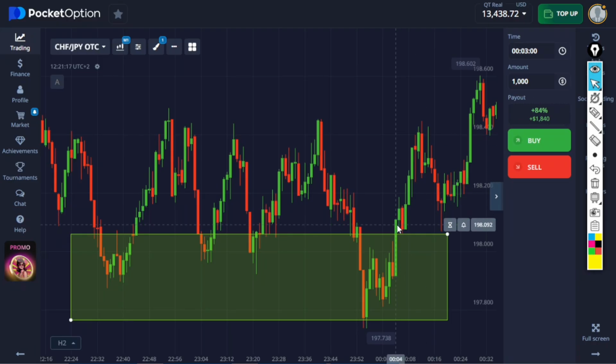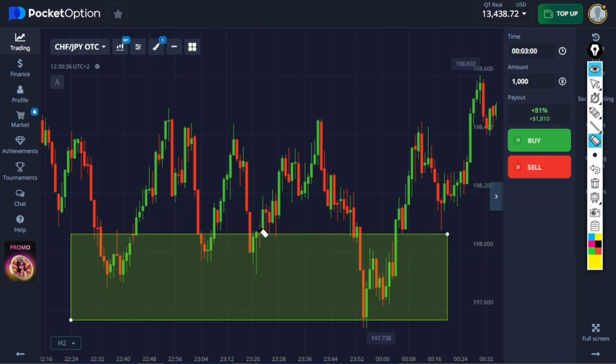So on this candle closure, we could have gone ahead and opened a 4 or 5 minute buy position, and the trade would have closed, what, 1, 2, 3, 4, somewhere up here. And once again, another beautiful trade. A great example of opening a buy position off of a bullish engulfing candle closure in a support zone.